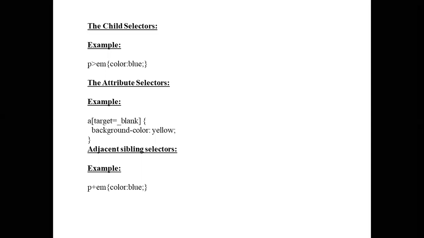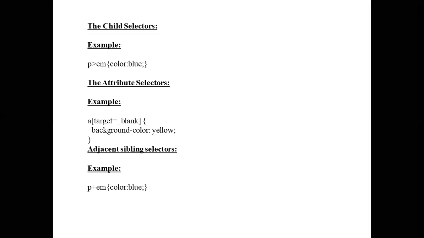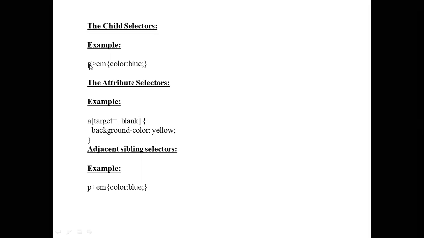Next one, the child selector. A child selector is used to select an element that is a direct child of another element. Here is an example, p > em { color: blue }. It selects all the em elements that are children of the p element.